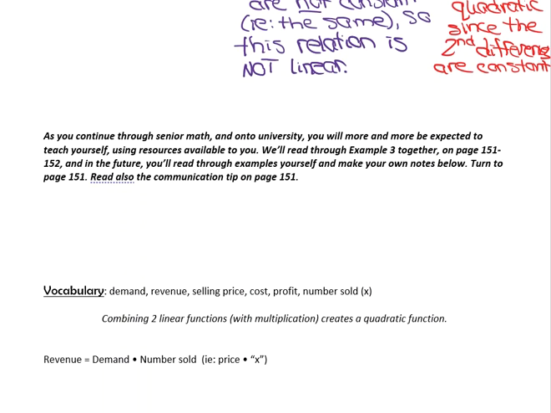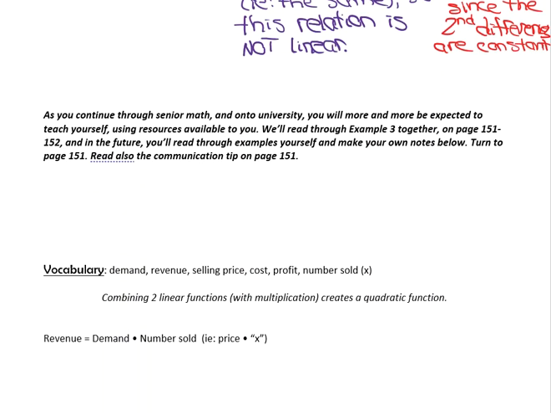Let's go down and just look at this vocabulary for a second. Demand, revenue, selling price, cost, profit, and number sold. Those are all vocabulary words that you need to know for some of the homework questions. And also important to know is when you're combining two linear functions with multiplication, you're going to get a quadratic function. So if I take 2x plus 3, that's linear, times x minus 7, that's linear, I'm going to get a quadratic. And that's often what happens in these types of questions, is we have two linear functions that we put together and we multiply them together.